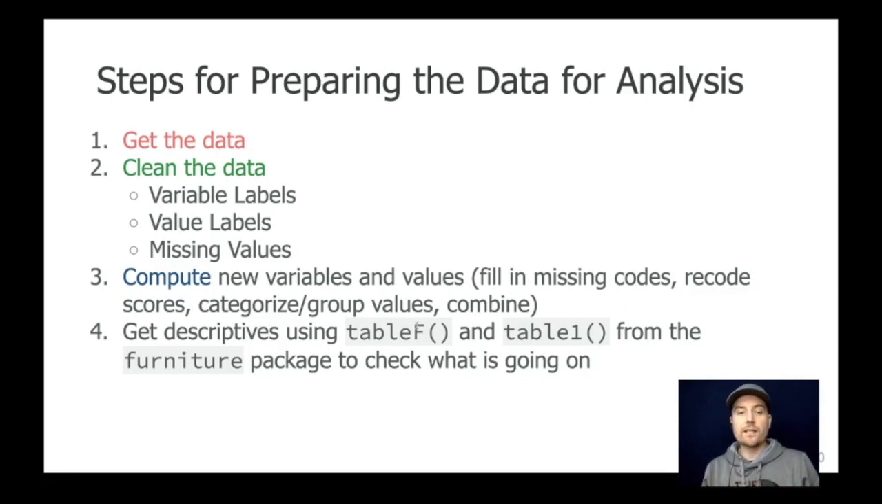And then we want to get descriptives. We want to make sure that the data look as we expect. From the furniture package, there's two functions. There's table F, which gives us frequencies, and table 1 that gives us counts and means depending on the type of variable.